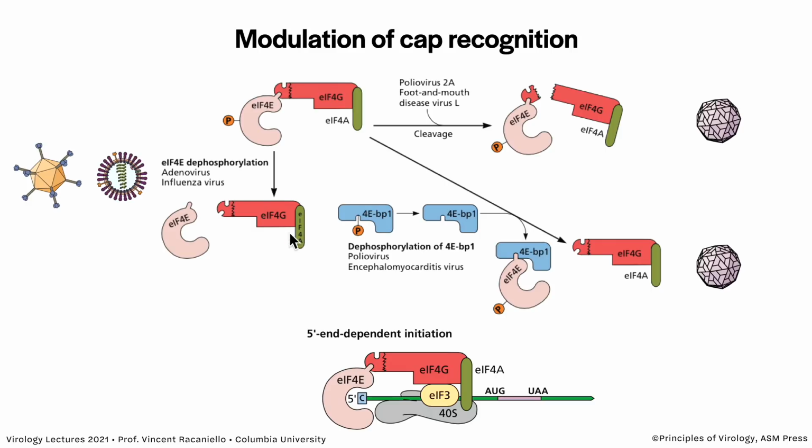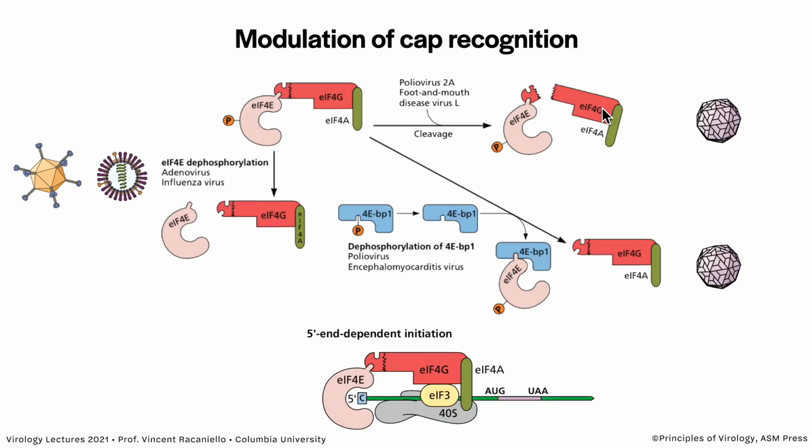And so here we have 3 viruses. Let's start at the top. This is the cap binding protein, EIF4E, which will bind to the cap, and then it's connected to these other proteins, which then recruit the ribosomal subunit, as shown down here. So the translation of host cell messages works that way. And some viruses, including poliovirus and foot and mouth disease virus, have a protease that cleaves this red protein, 4G. You can see it's cleaved right there.